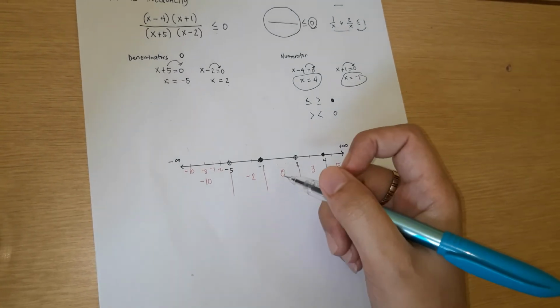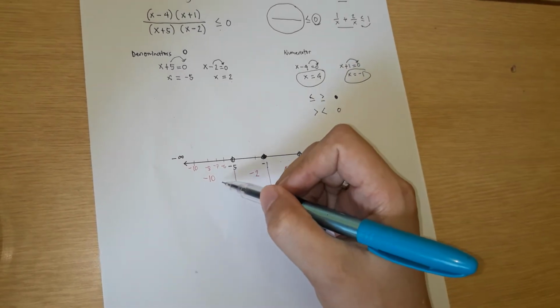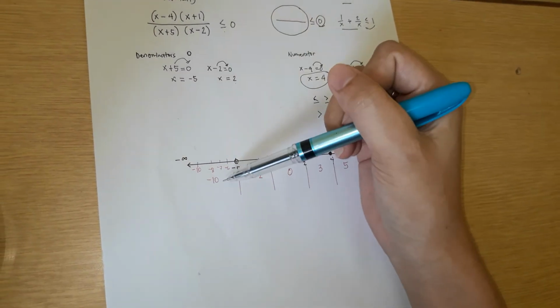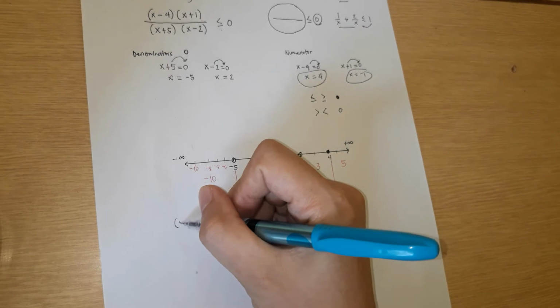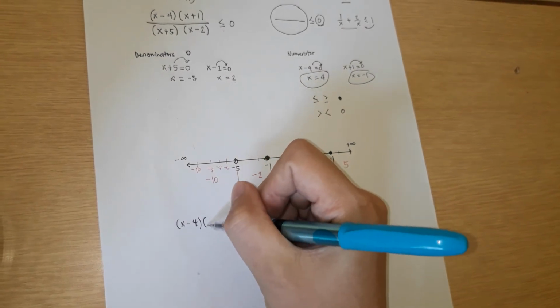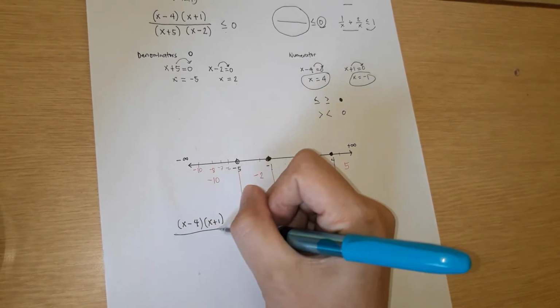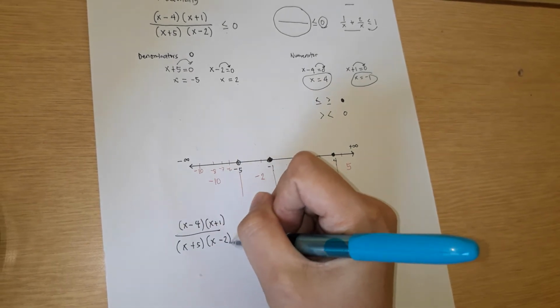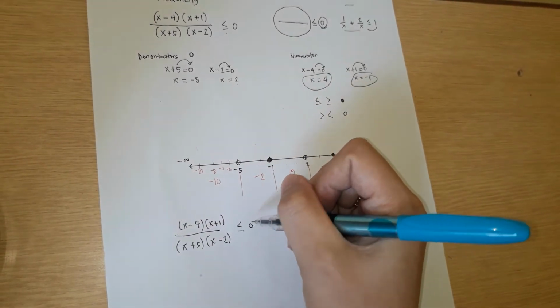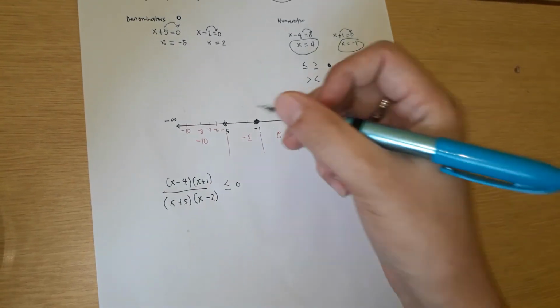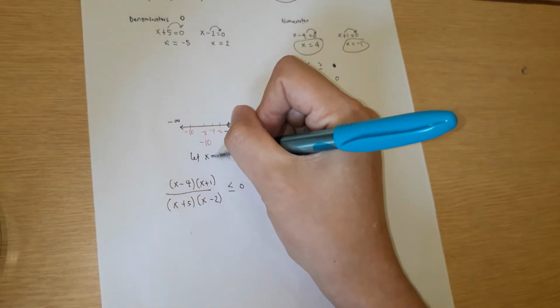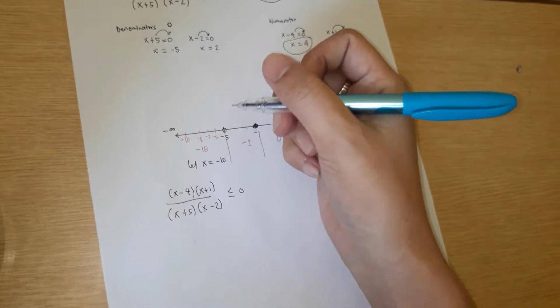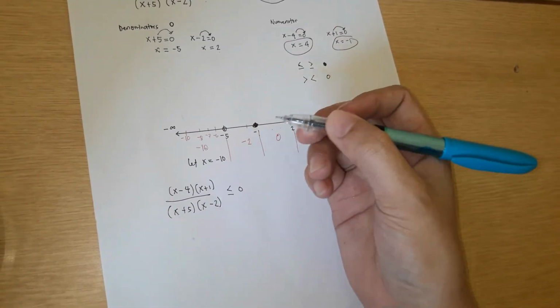To check if the rational inequality is true in here, what you're going to do is (x minus 4)(x plus 1) over (x plus 5)(x minus 2) should be less than or equal to 0. So, let x be equal to negative 10, kasi negative 10 ang pinili natin. So let x be negative 10.